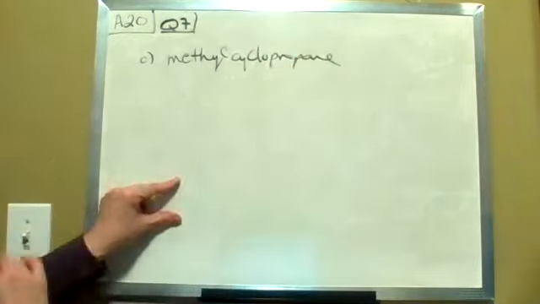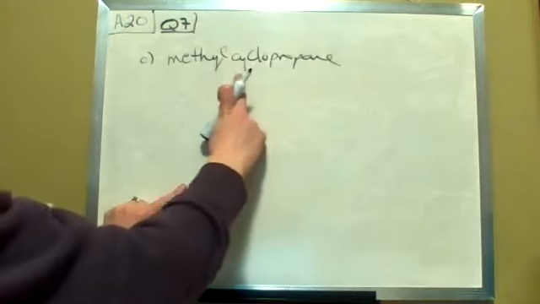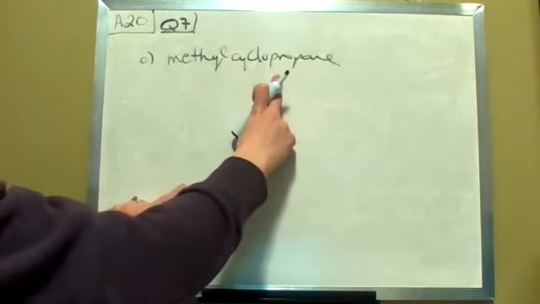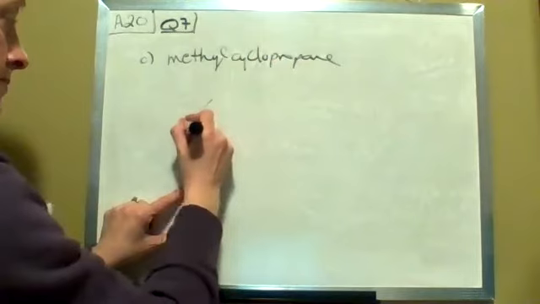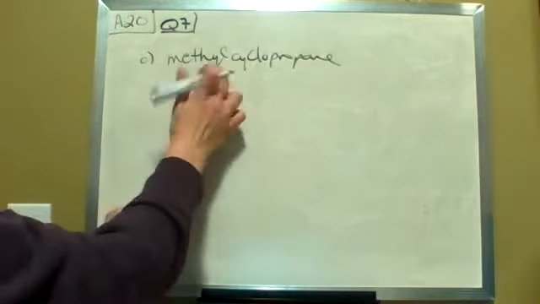Cyclopropane. So we know there's going to be 3 carbons, but the fact that it says cyclo before that is telling us those 3 carbons are all in a ring. So it has to be like that. Looks like a triangle. And we're told that there's a methyl bound to it.